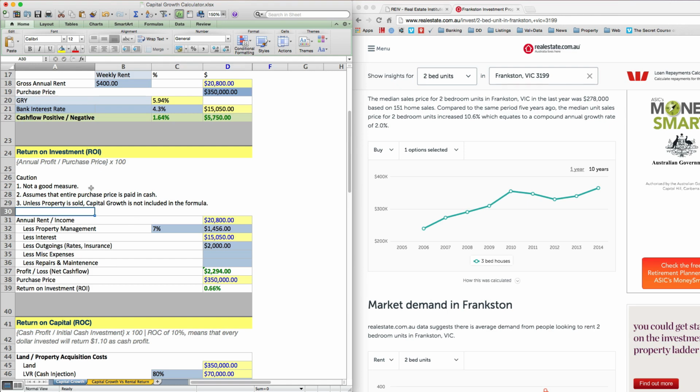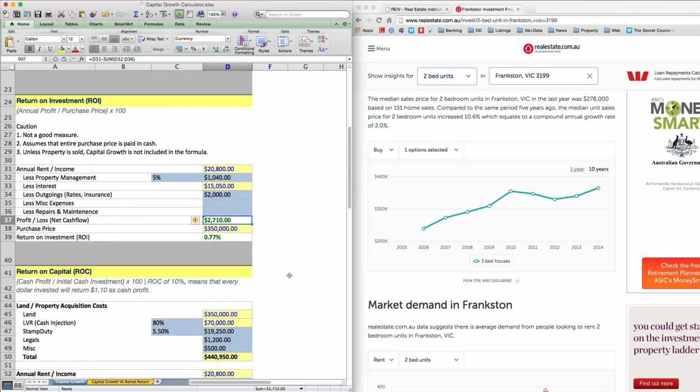So that's what that is. So annual rental income was the same, less property management, I don't know, let's say 5% at this stage. Then you've got less interest that you will pay on 4.3%, which will be that. Less outgoings, rates, insurance, and so on. So what happens is the 5,000 that looked positive is actually down to 2,700, which is sort of positive, but not a lot. But at least it's not negative.